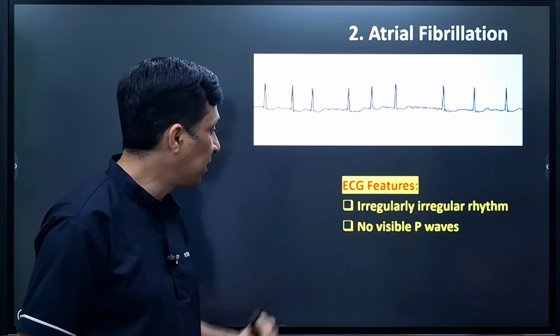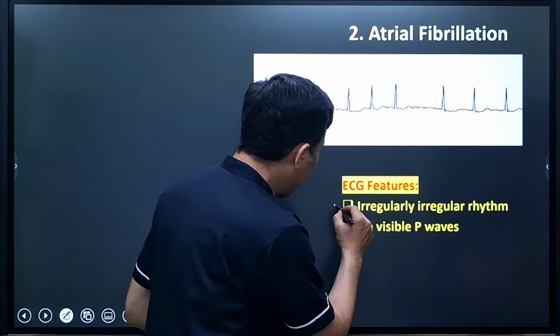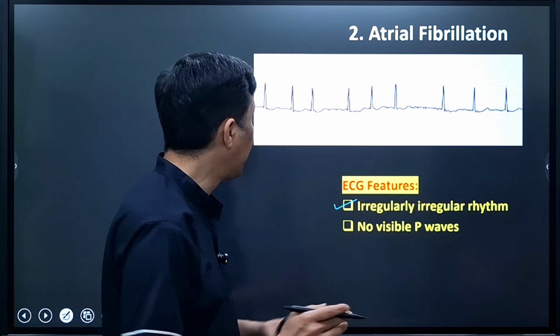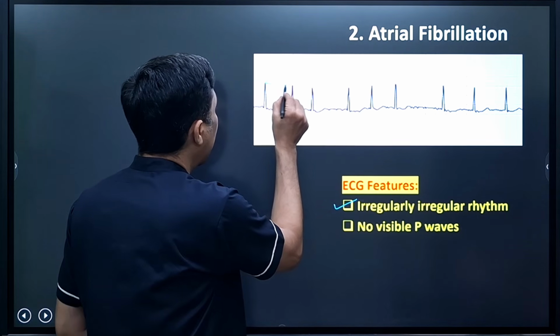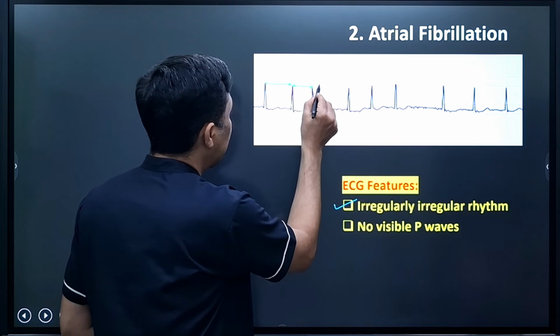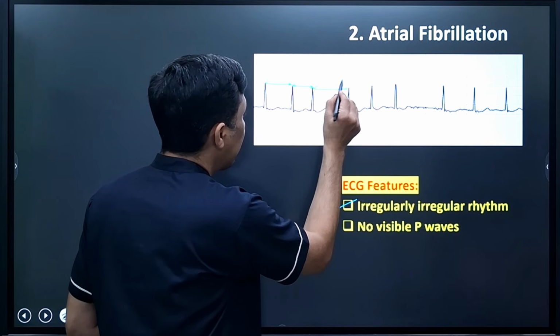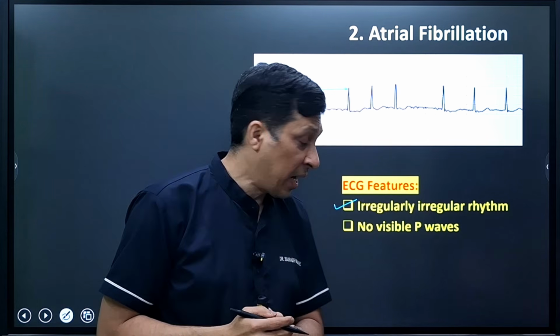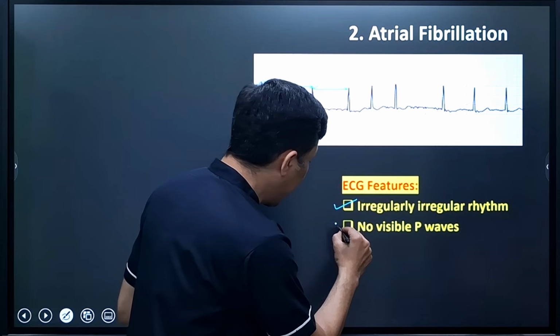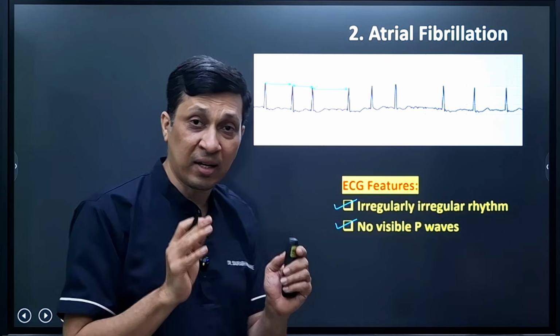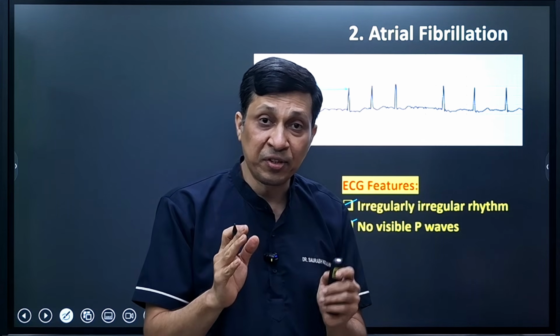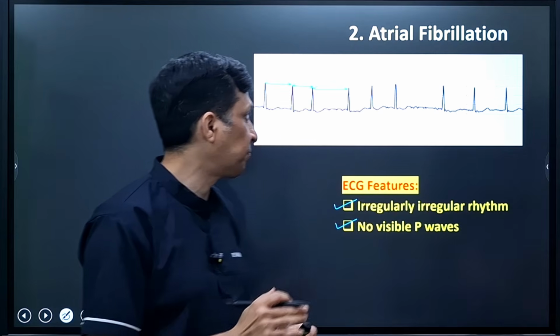Now the second ECG that we commonly see in the OPD is of atrial fibrillation. Now what are the ECG features? Here you get an irregular rhythm. So if you see the RR interval, it is continuously changing. So the rhythm here is irregular. And here you will not get any P waves. So these are the important ECG features of atrial fibrillation.